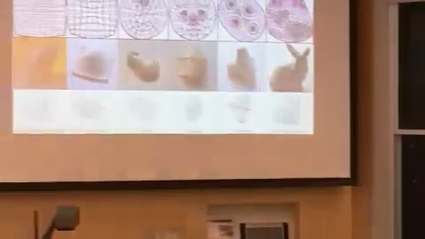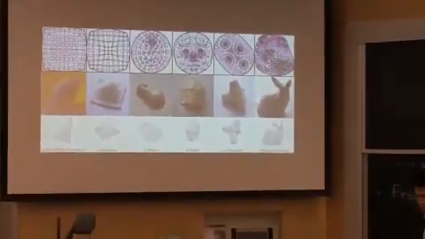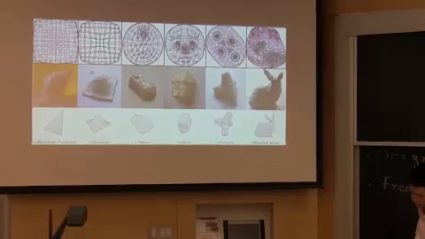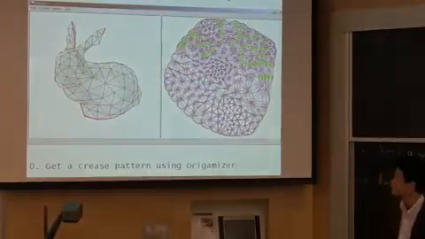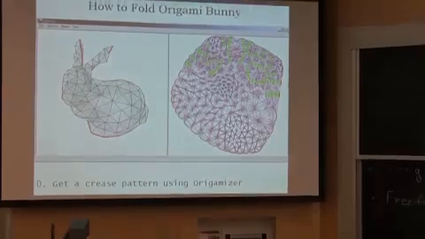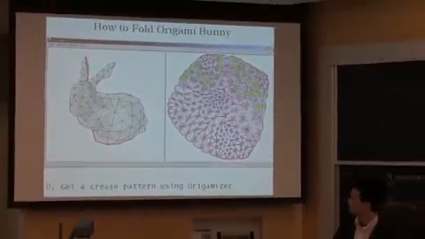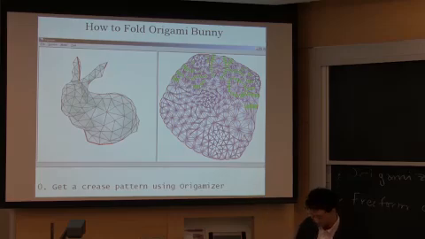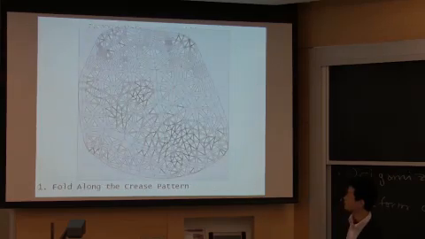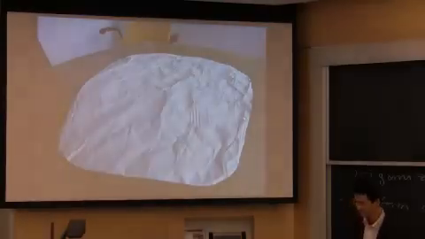So this is a series of results that are folded. And so this is how to fold the origami bunny. The first thing you do is get the crease pattern using Origamizer, and then fold along the given crease pattern like this.